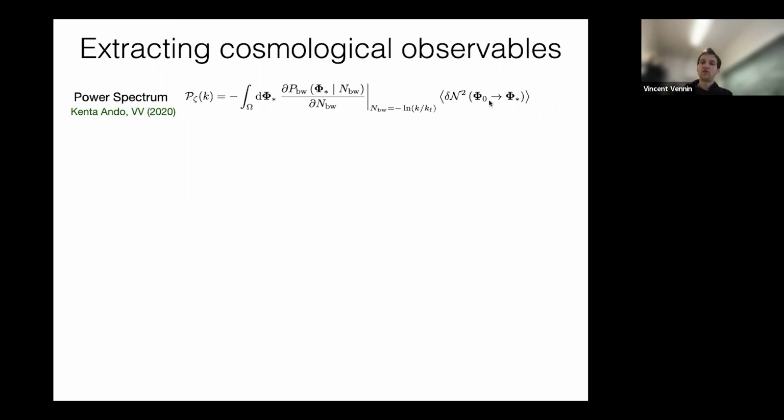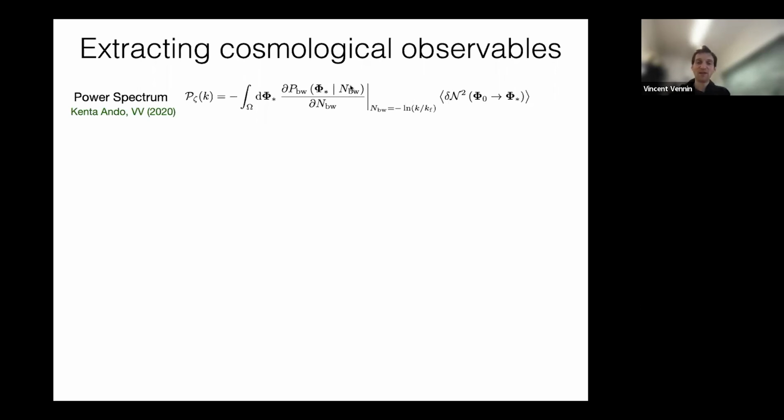So the delta N2 here is the standard deviation of the number of e-folds realized from a certain initial point phi naught to a final point phi star. Of course, it's expected because this is a two-point function, you expect somehow to have the two-point function of the duration of inflation somewhere. But this guy is convolved with this quantity, which is the backwards distribution associated to the field value at a certain number of e-folds before the end of inflation.